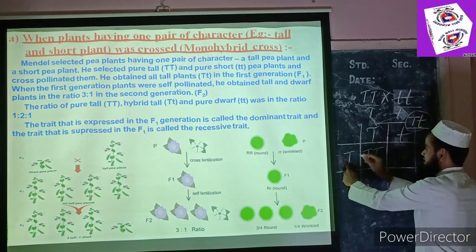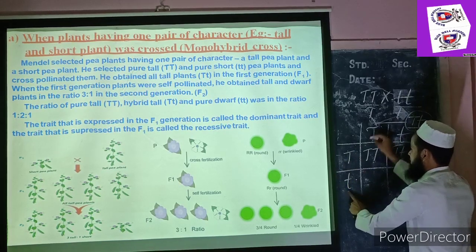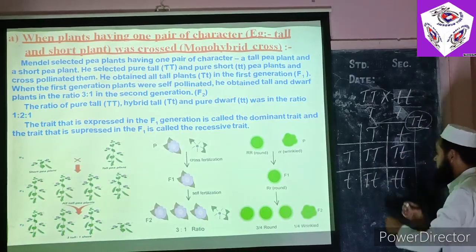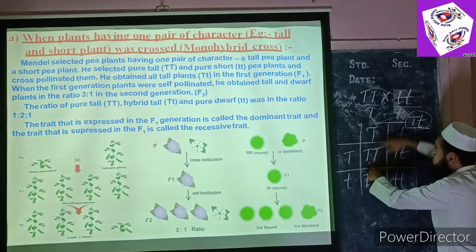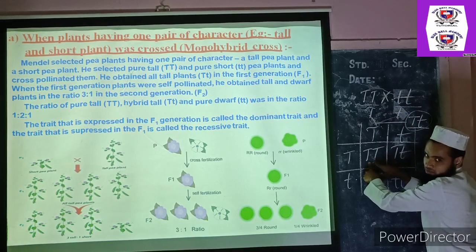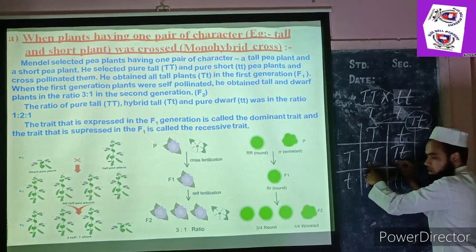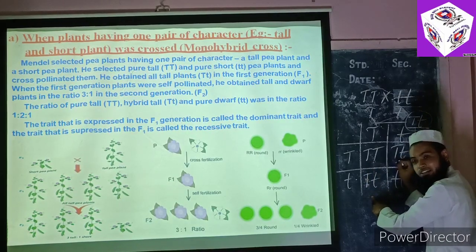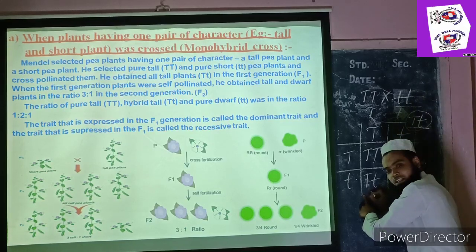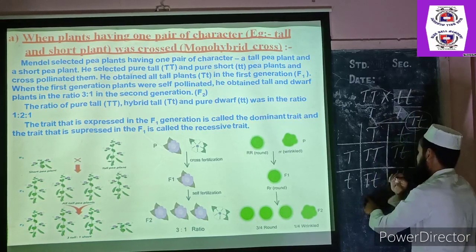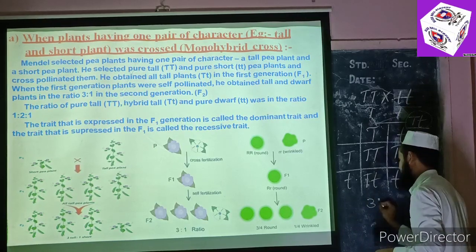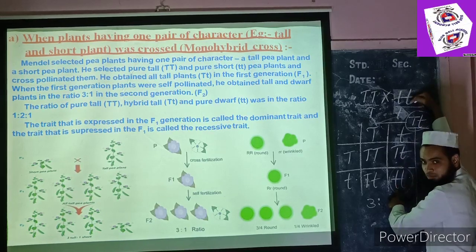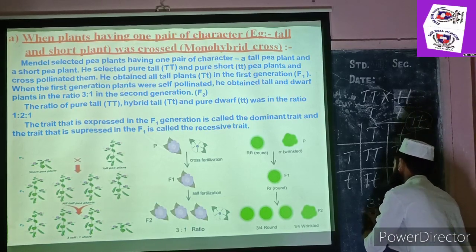Capital T, capital T, capital T, small t, capital T, small t, capital T, small t, small t, small t. Now, if you observe, the parent is a pure tall plant, and this one is also a tall plant, because along with the recessive character we have the dominant character here, hence it is also a tall plant. And this one also is a tall plant. So how many tall plants did we get? Three. And this is a pure dwarf plant which is quite similar to the parent, hence we have one short plant.